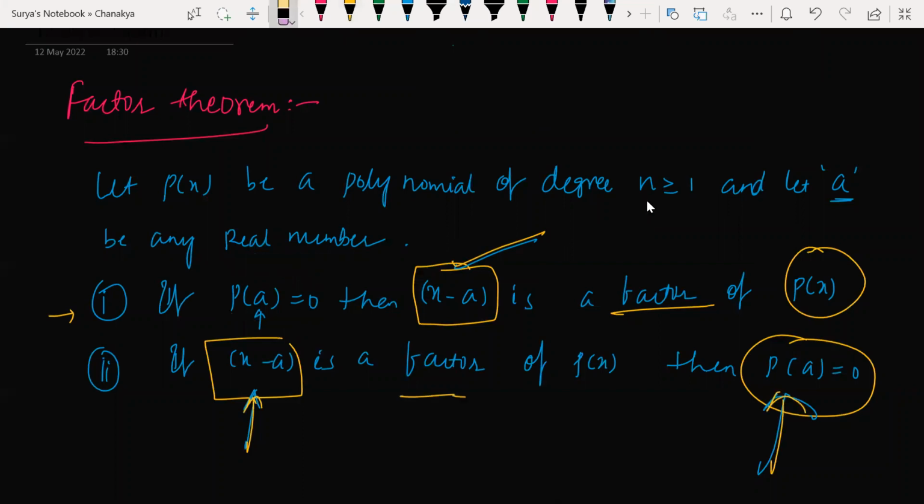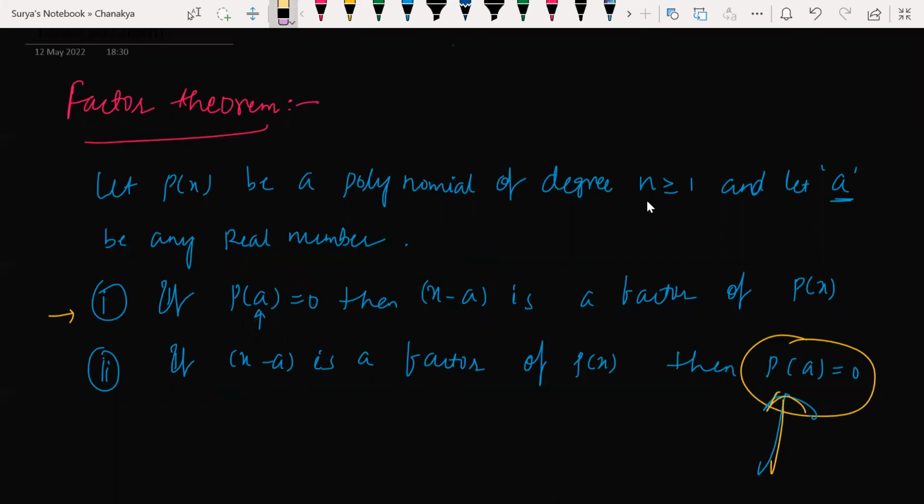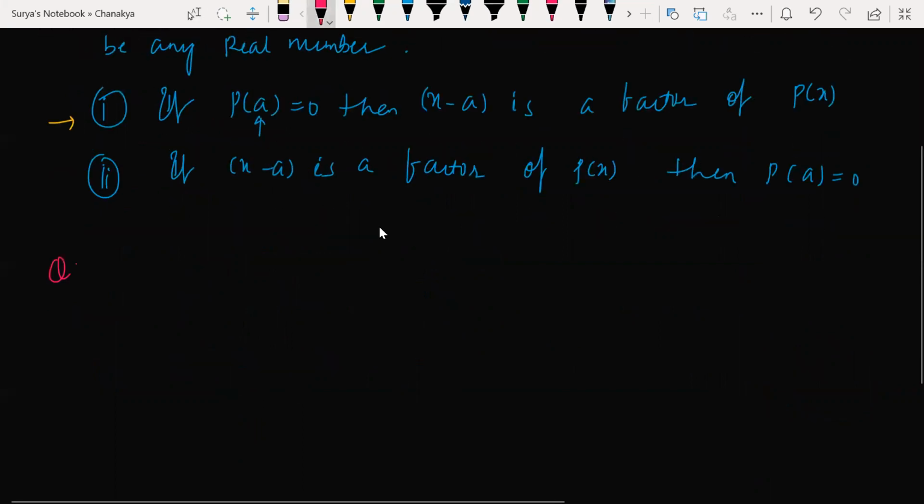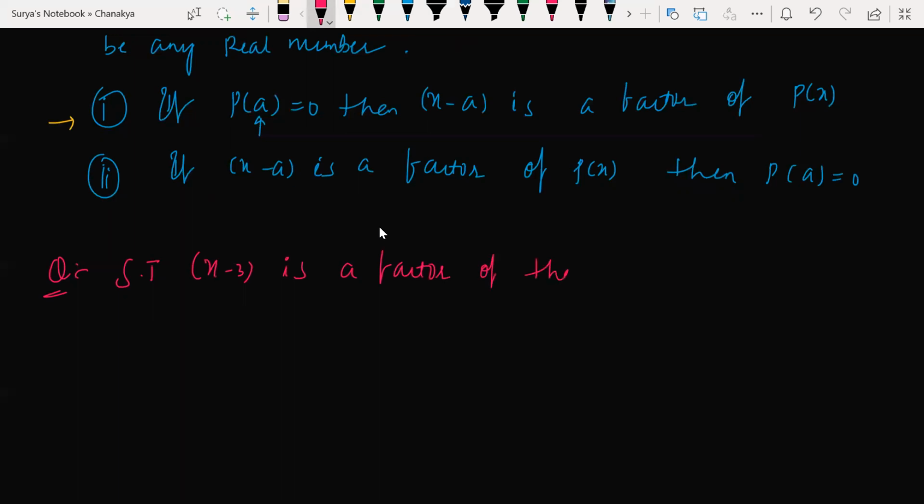So these are the things we just learned, and now we'll be solving a question. We'll solve one question, then you will be understanding this. Okay. So look at the first question. I'll give one question now. Show that X minus 3 is a factor of the polynomial.